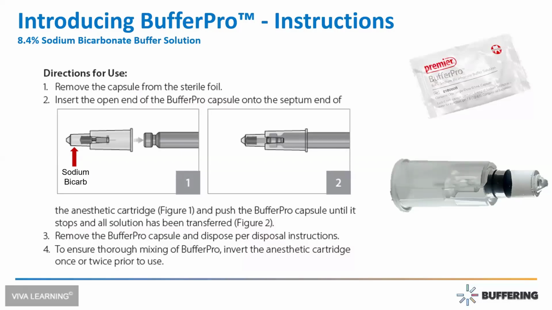And then number two, insert the open end of the Buffer Pro capsule into the septum end of the local anesthetic cartridge and push until it stops. That's it. You remove it from the foil, it's ready to go, essentially. One motion, easy to buffer your local anesthetics.